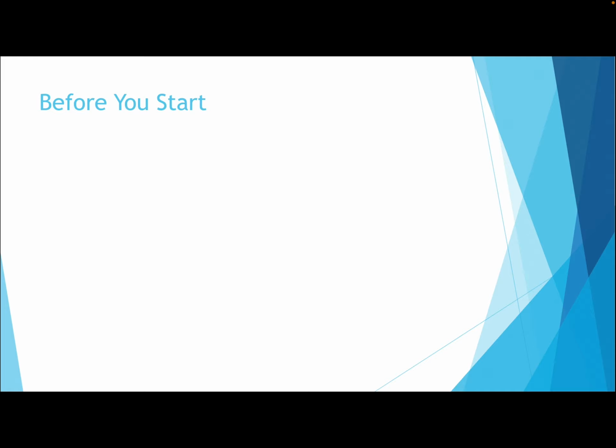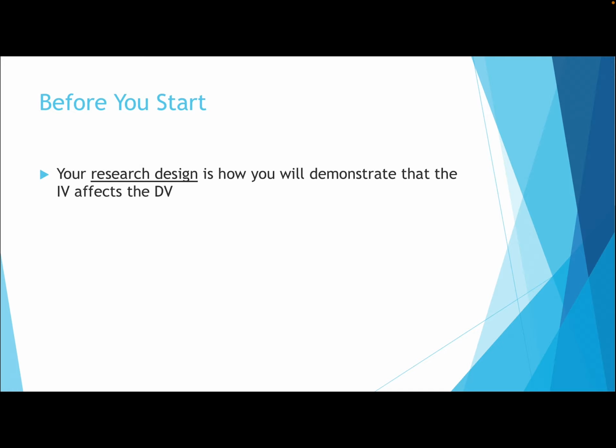All right, next, before you start, again, when you're thinking about how do I even get started on this stupid thing, I'm giving you things to get going on. Your research design is how you're going to demonstrate that the IV affects the DV. So now you've got this thing on paper. Now the question is, I just wrote this paragraph down: the independent variable causes the dependent variable because blah, blah, blah. Okay, prove it. How are you going to demonstrate that to somebody else? How are you going to show that that's the case?